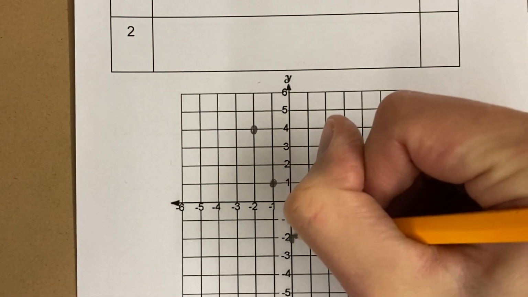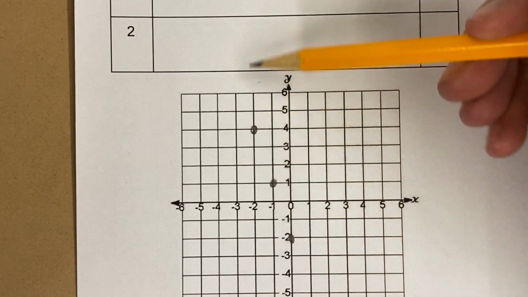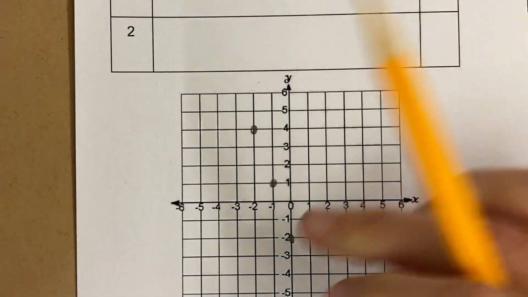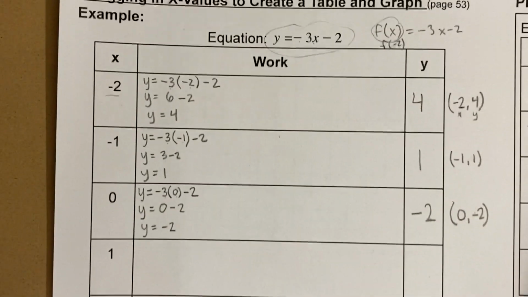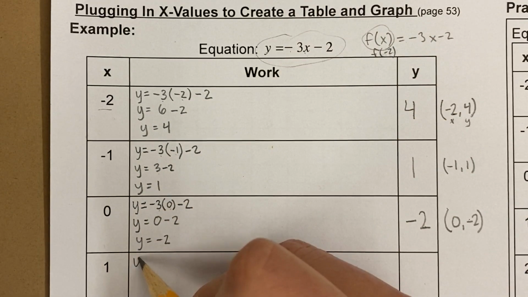And what you'll start to notice is that these points are falling in a straight line. See how they fall in a straight line? They have to. If they don't, that's how you know you're wrong, because this kind of equation is always going to give you a straight line.